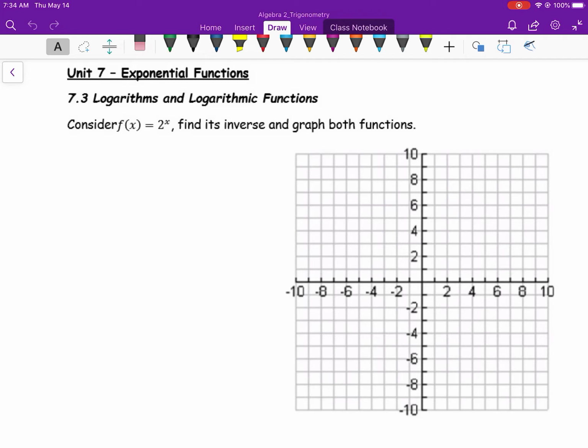Okay, so to introduce this, we're going to go back and talk about our exponential functions. So consider the function f of x is equal to 2 to the x. We're going to find its inverse and graph both functions.